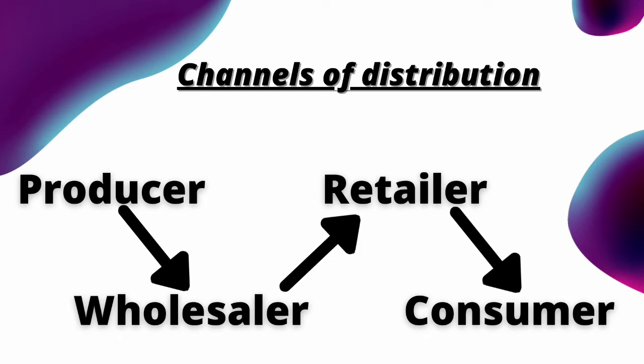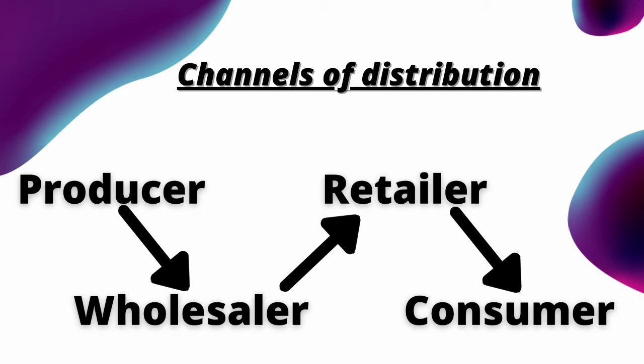So in the channels of distribution, first on the list is the producer, or we can say the manufacturer. The producer manufactures goods, semi-finished goods or finished goods, and sells in bulk to the wholesaler. The wholesaler buys in bulk from the producer. Then the wholesaler sells in small quantities to the retailers. You see the flow from the producer to the wholesaler to the retailers.